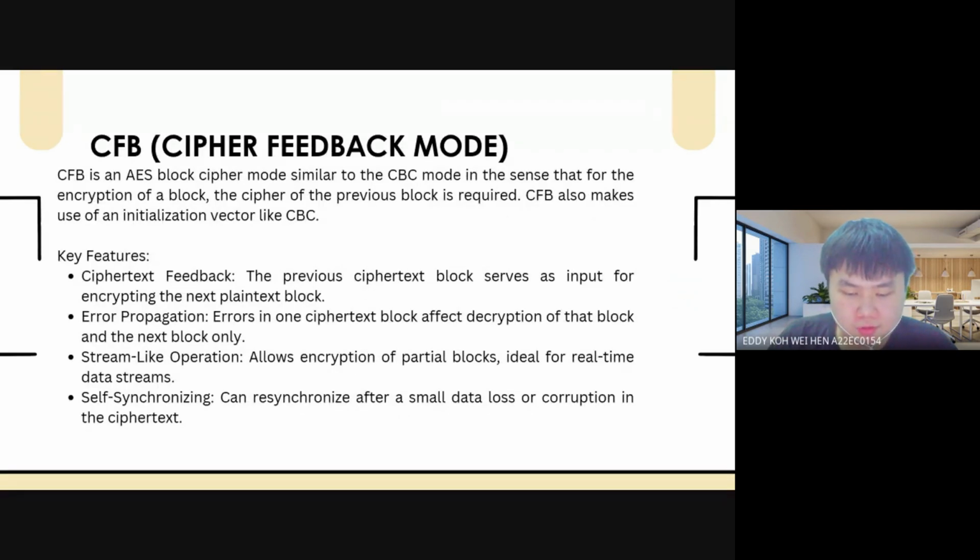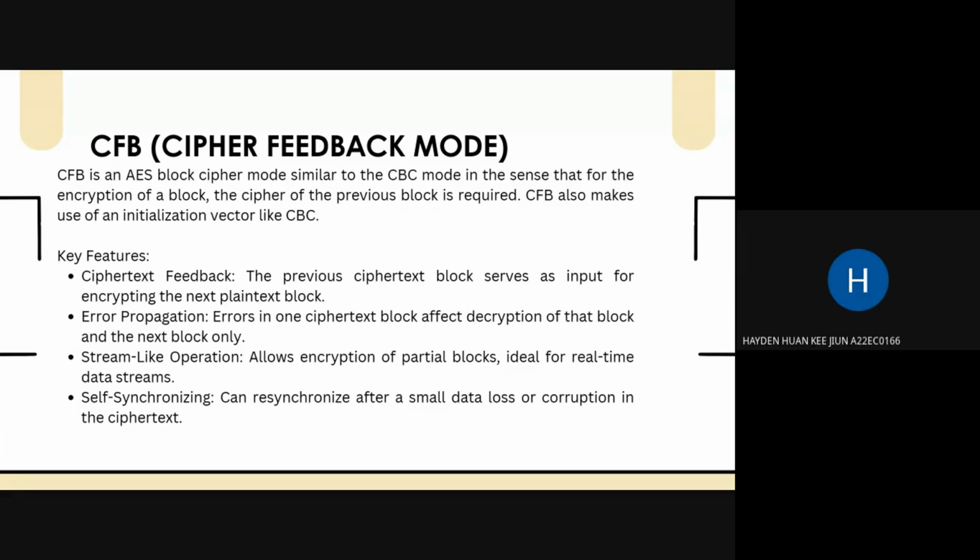Hayden, you have got the trickiest ones, which are CFB and OFB. Can you start with CFB? Sure, Eddie. CFB is an AES block cipher mode similar to the CBC mode in the sense that for the encryption of a block, the cipher of the previous block is required.